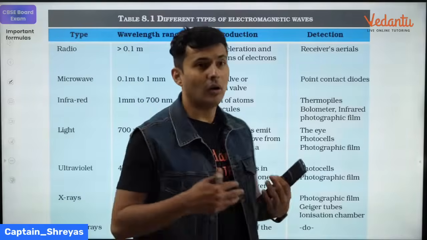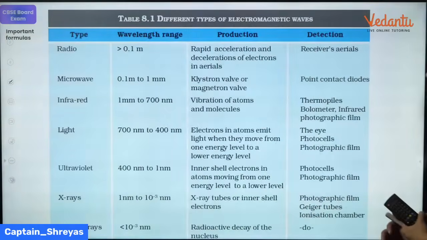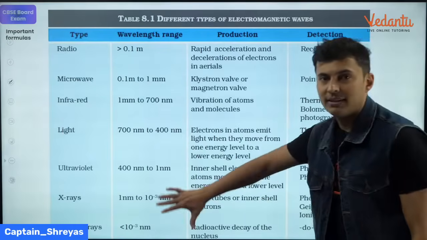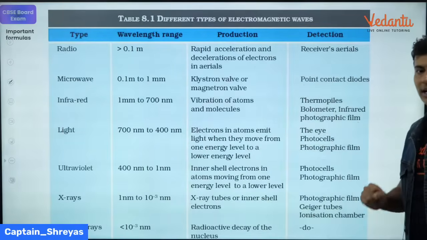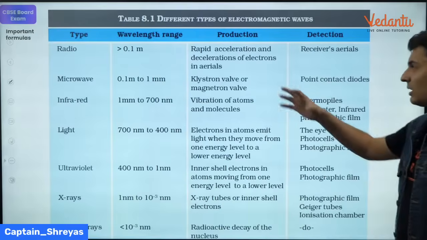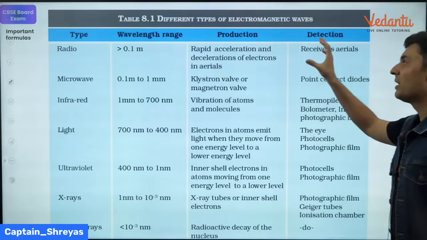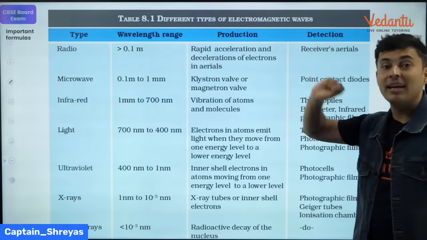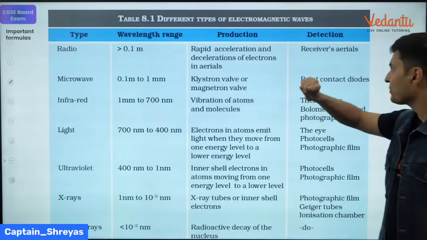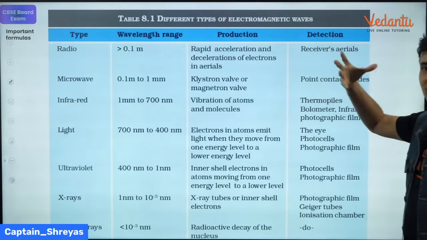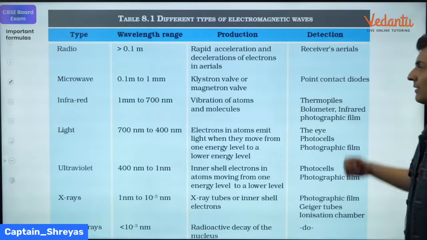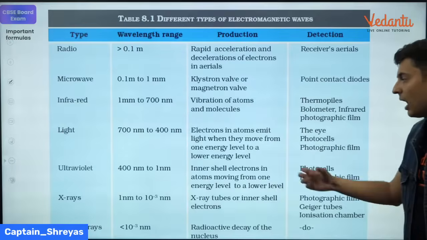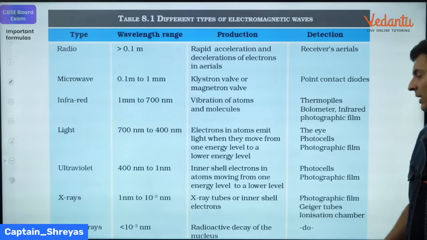Now, you should also know what the uses and applications of each of them are. So there is a beautiful table mentioned in your NCERT. Okay, radio waves, typical wavelength range. What is it or how is it produced? Using acceleration of charges in antennas. Aerials means antennas. It is also detected using antennas or aerials. Microwaves, infrared, light, ultraviolet, X-rays and gamma rays.